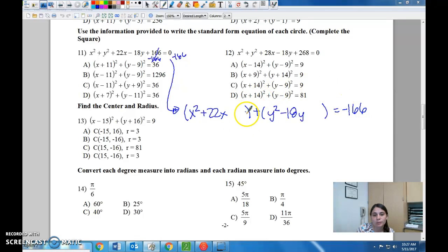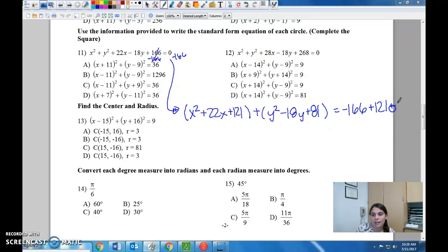So to fill in this blank, I'm going to take my b term, which is 22, and 22 divided by 2 is 11, and then I'm going to square that. So 11 squared is 121. But if I add 121 to this side, I have to add it to the other side. Then the same idea here, -18 divided by 2 is -9. -9 squared is +81.